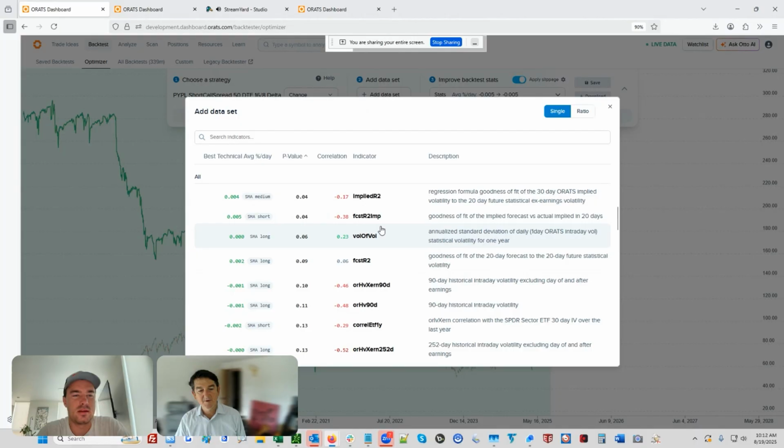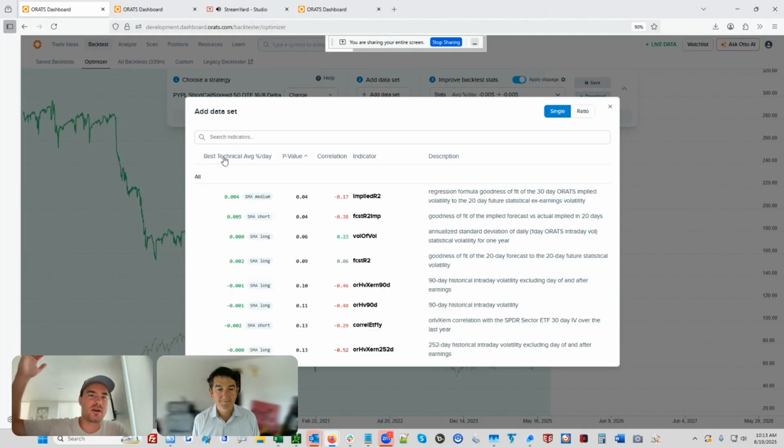I want to go over the leftmost column really quick. It's called best technical average percent per day, and what that means is we're already telling you what the modified return stream is going to look like in terms of the best average percent per day. And we're not just adding the indicator and saying if it's greater than 1, we enter; if it's less than 1, we exit. It's not a basic implementation.